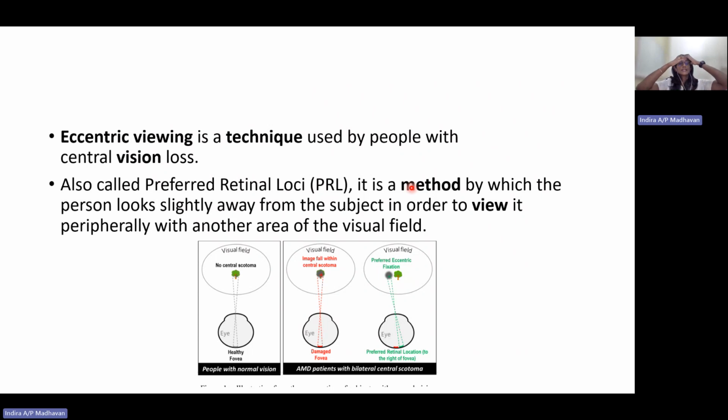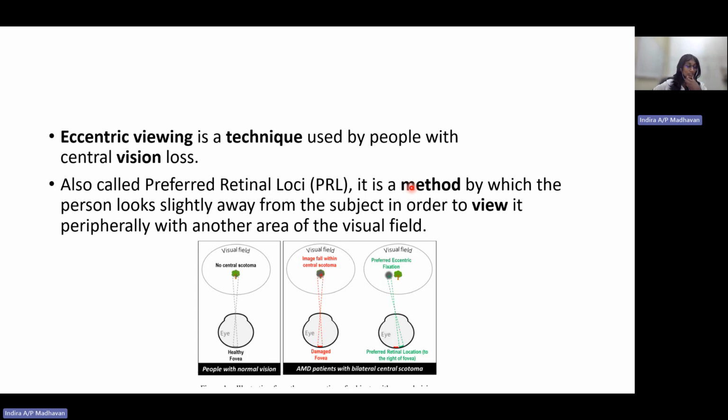So basically this eccentric viewing is a technique used by people with central vision loss. One thing that you have to remember: do we have to train all the patients who have the central scotoma with this eccentric viewing technique? No. It depends on the need of the patient, age of the patient, motivation of the patient, whether they want it or not, and also the task that they want to do.